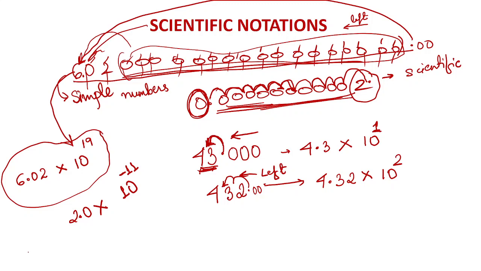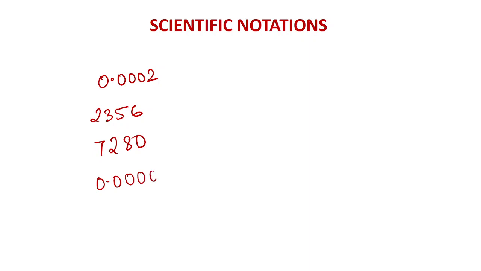Let's take another example here, where suppose I have a number 0.002. Suppose I have 2356, then 7280, and 0.000015. Now I have to express them in terms of scientific notation. What are the scientific notations for these numbers? We have to write it now. So let's try to write it.